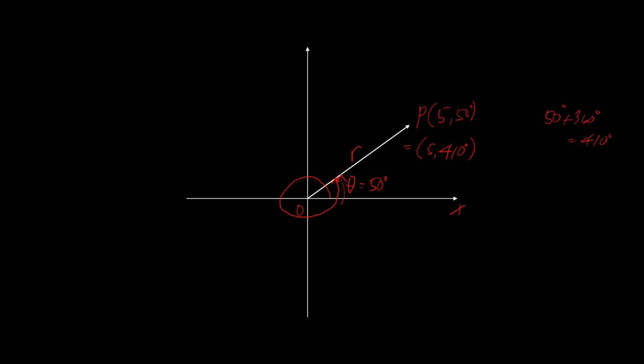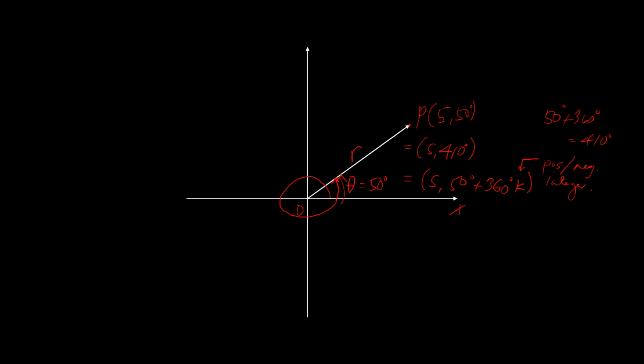If we add any multiples of 360 to the angle theta, we will arrive at the same point P. So we can generalize this and write it as 5, angle 50 degrees plus 360 degrees times k, where k is any positive or negative integer. Alright, so it will give you the same point P.